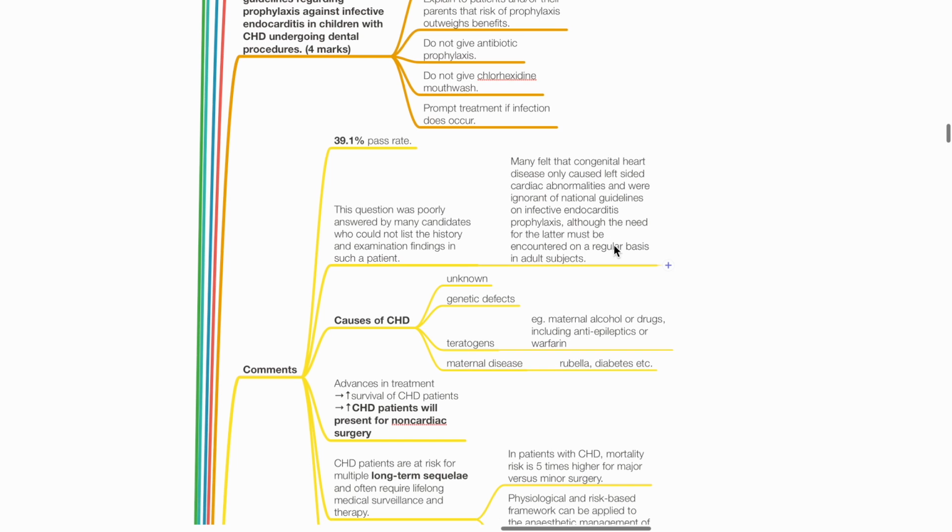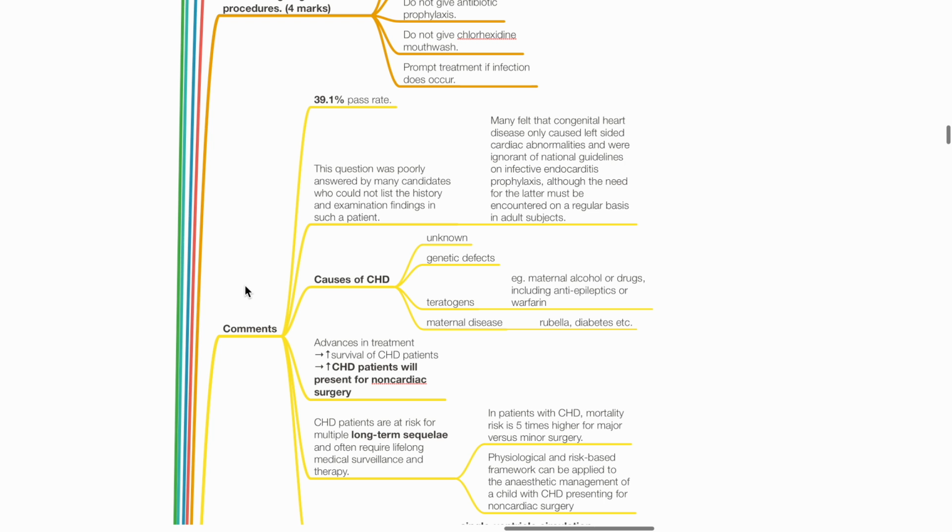Comments. 39.1% pass rate. The question was poorly answered by many candidates who could not list the history and examination findings in such a patient. Many felt that congenital heart disease only caused left-sided cardiac abnormalities and were ignorant of national guidelines of infective endocarditis prophylaxis. Causes of congenital heart disease include unknown cause, genetic defects, teratogens and maternal disease such as rubella and diabetes.